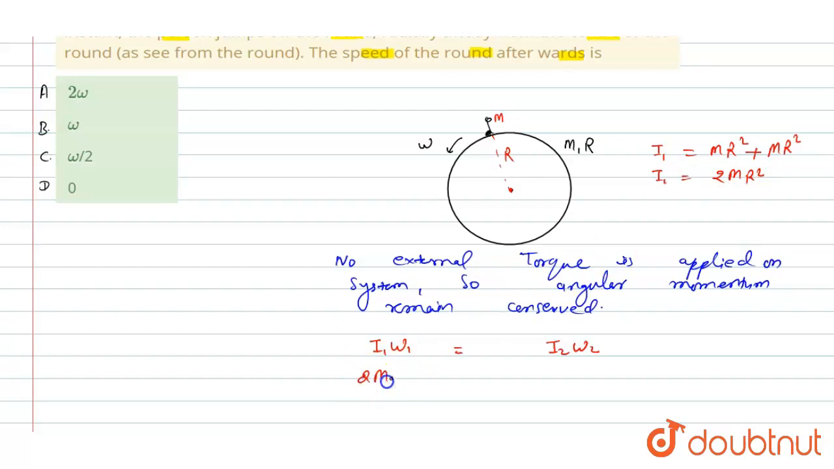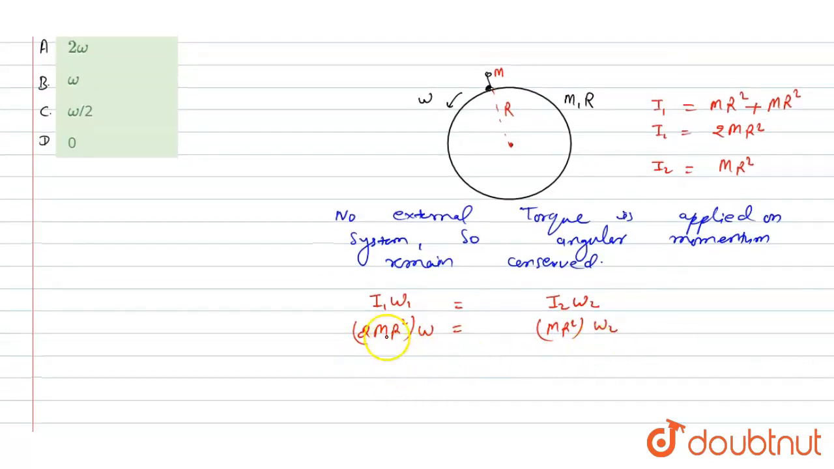So this will be 2MR square omega 1, initially it was omega. I2 means the moment of inertia after jumping. So the man has jumped, that means only the ring is rotating, so this will be MR square only. So we can write here MR square and omega 2 we have to calculate. MR square and 2MR square cancel out, omega 2 is equal to 2 omega. This means the angular speed of the ring will double when the man jumps off from the platform. So according to the options, option A, 2 omega, is the correct answer for this question.